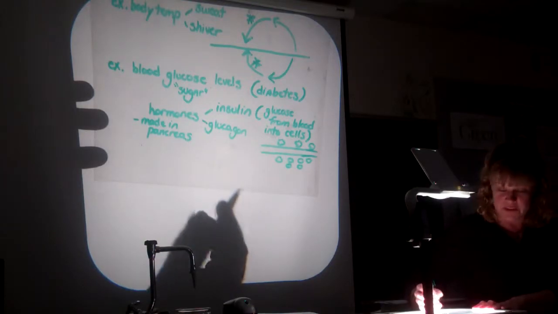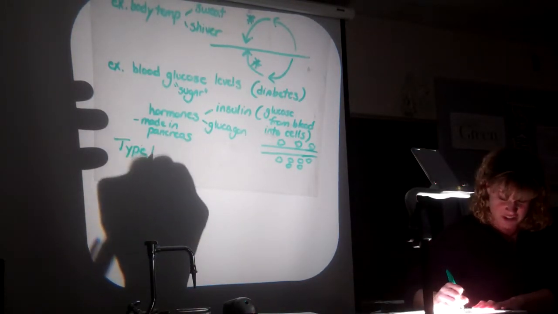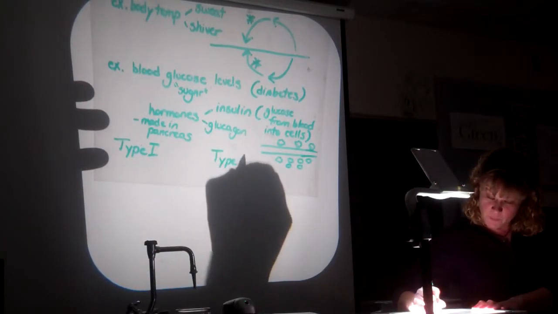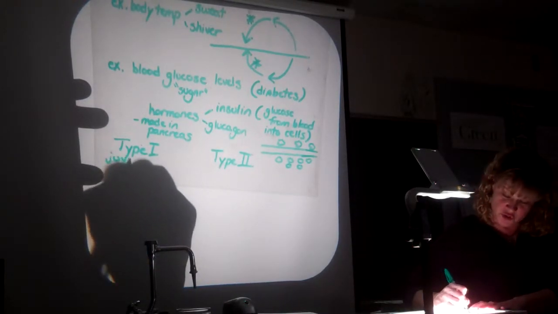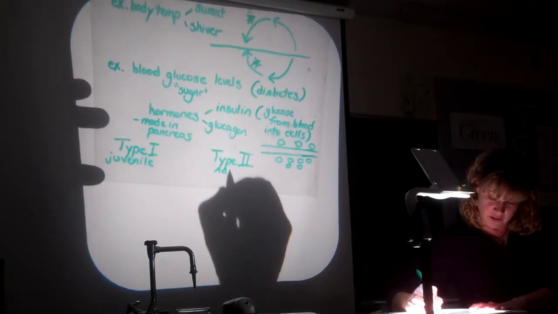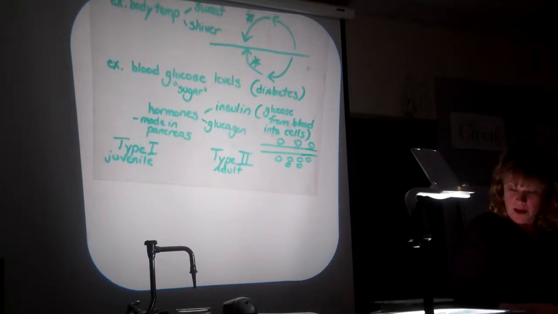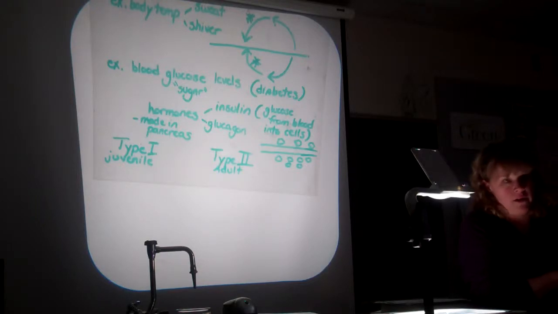So there's a couple reasons you can get diabetes. That's one of them. By the way, speaking of diabetes, there's actually two types of diabetes. There's something called type 1 diabetes and type 2 diabetes. Type 1 is also called juvenile diabetes, and type 2 is called adult diabetes. Okay? Obviously, hence the name, you're born with type 1 diabetes.